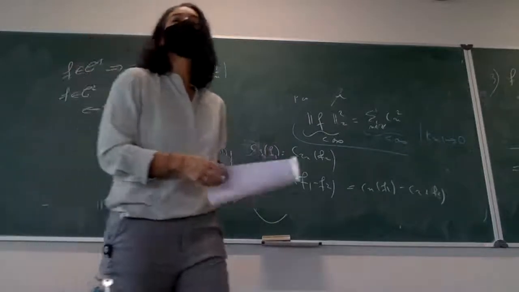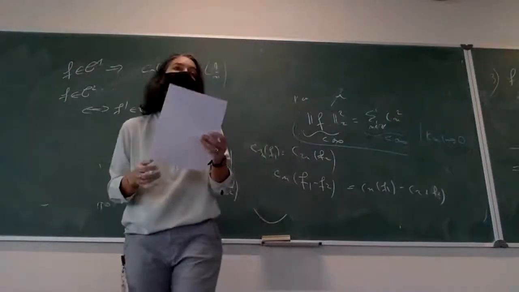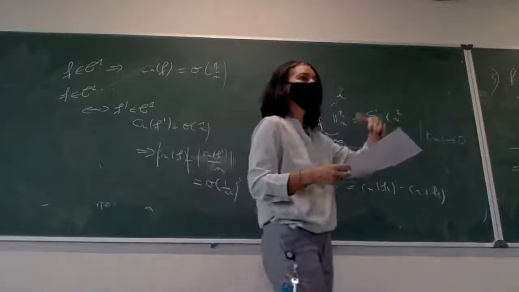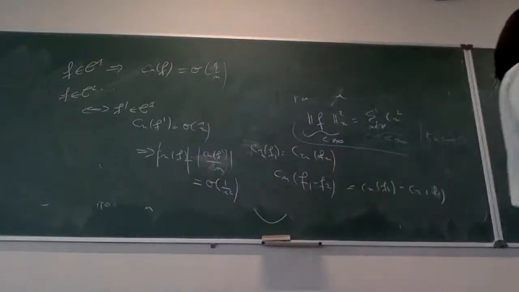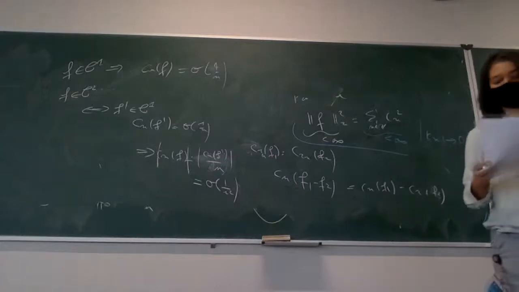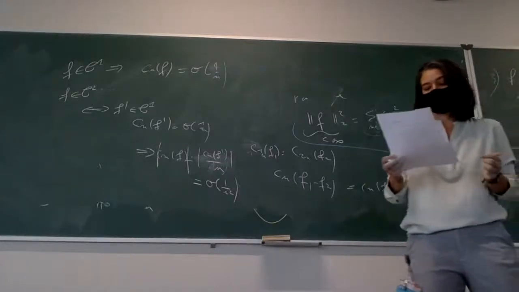So the smoother the function, the more its Fourier series coefficients go to 0. That means the smaller the oscillations we have to add, all going to 0.